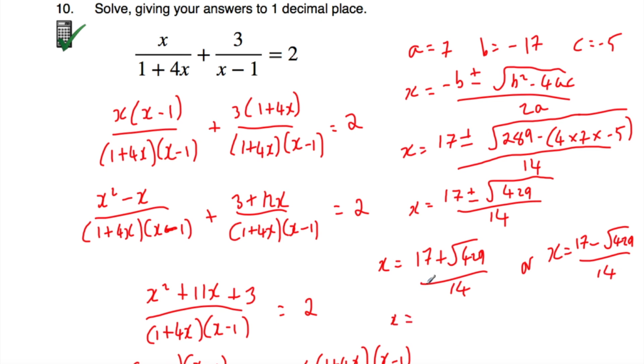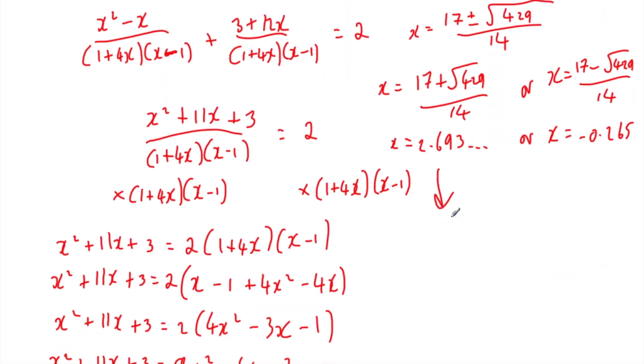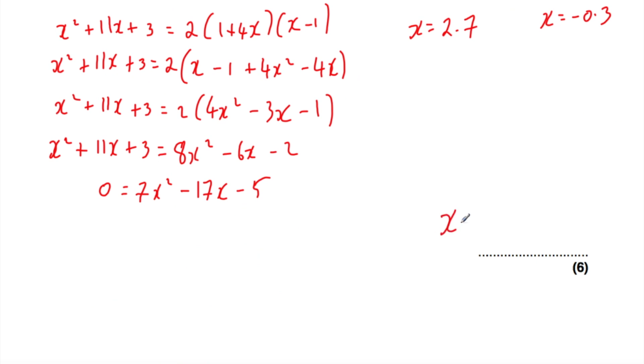So x equals, if we do 17 plus the square root of 429, and divide that by 14, we get 2.693 and so on. Or here, x is equal to, if we do 17 minus the square root of 429 divided by 14, we get minus 0.265 and so on. And we want to round these answers to one decimal place, so that means that x would be either equal to 2.7, or here x is equal to minus 0.3. So there are two solutions, x equals 2.7 or x equals minus 0.3, and that's it.